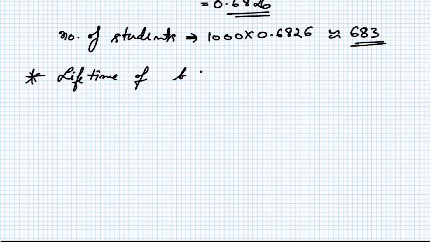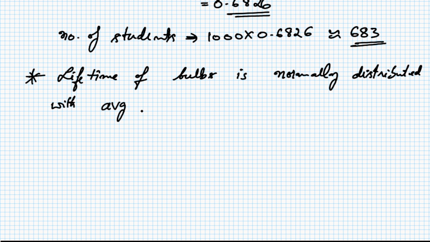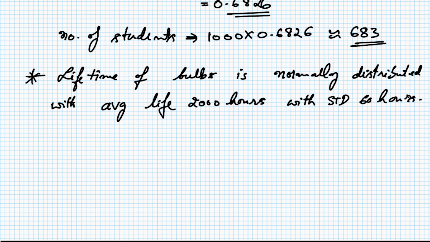Lifetime of bulbs is normally distributed, with an average life of 2000 hours and a standard deviation of 60 hours.